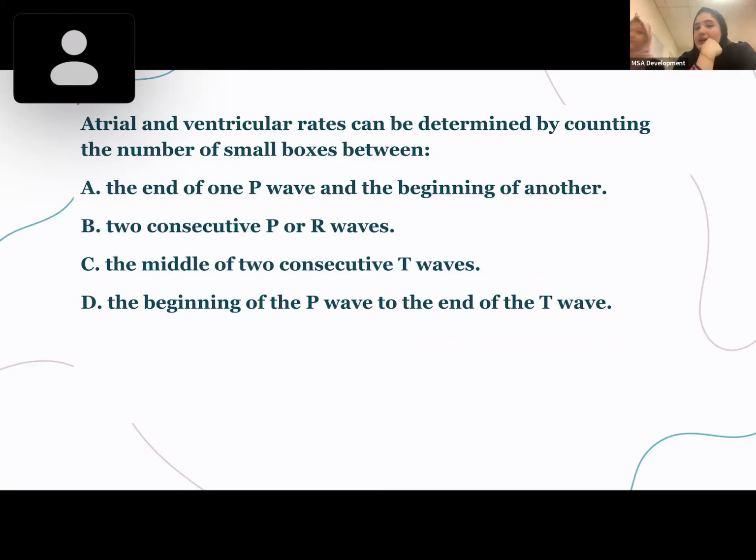Okay, guys. Atrial and ventricular rates can be determined by counting the number of small boxes between what? The end of one P wave and the beginning of another, or two consecutive P or R waves, or the middle of two consecutive T waves, or the beginning of the P wave to the end of the T wave. They're saying B, B, D, A. Can someone explain why?